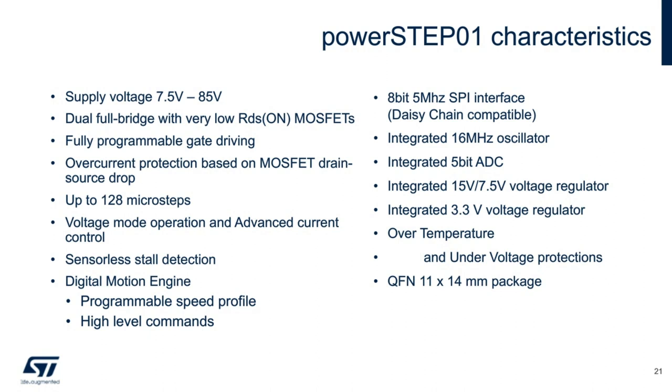The microstepping resolution is 1/128 microsteps in the voltage mode and 1/16 microsteps in the current mode. The sensorless stall detection is available in voltage mode and allows the system to detect when the motor stalls. The digital motion engine makes the speed profiling easy using high-level commands. This is accomplished by a high-speed 5 MHz SPI interface with daisy chain compatibility.